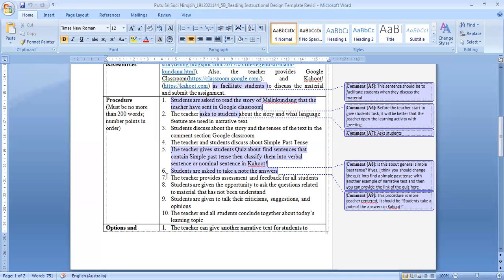Next, we will have the sixth learning procedure. Students are asked to take a note of the answers. I think this activity is more teacher-centered learning. So it should be that students take a note of the answers in Kahoot.